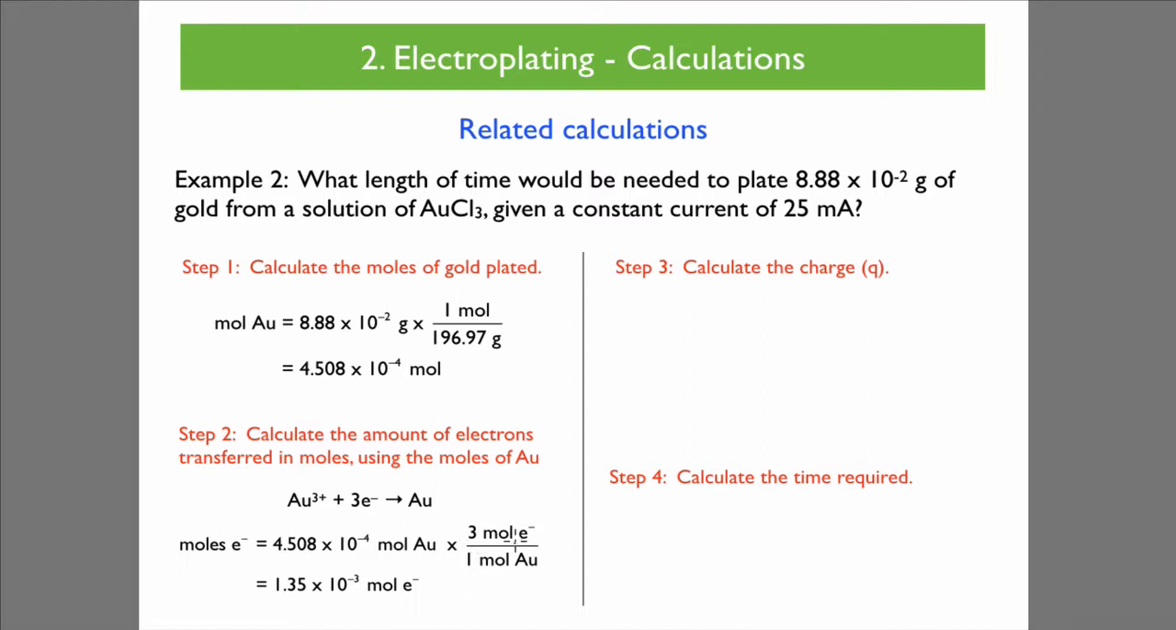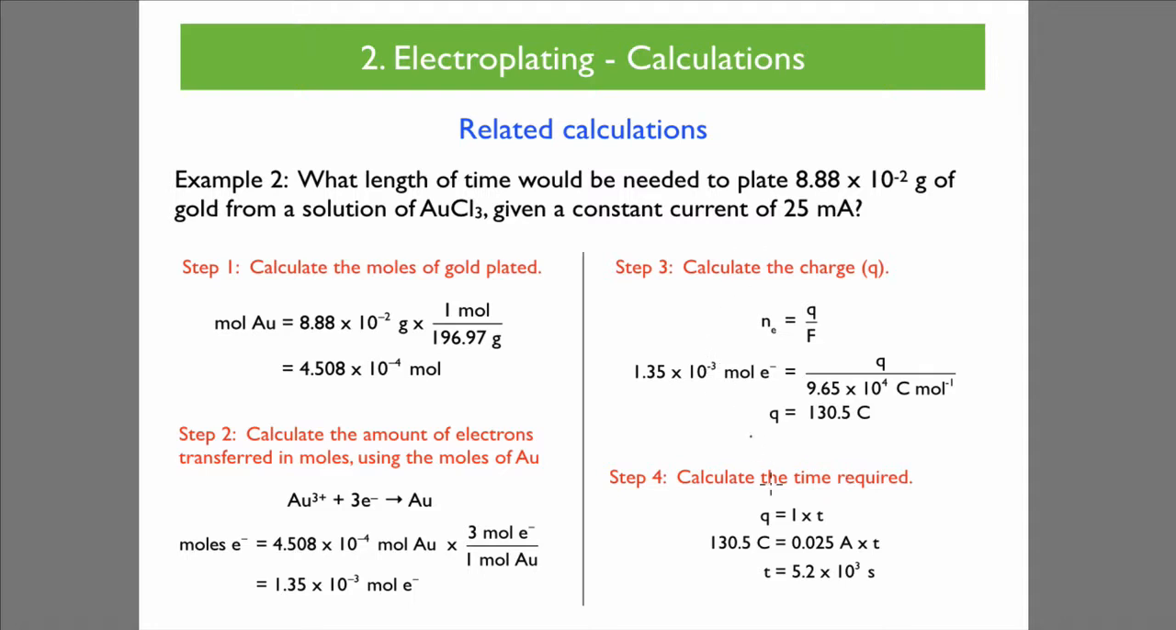Next, we can calculate the charge because we have our formula here. Plug in the number of moles of electrons which we have, plug in Faraday's constant, rearrange it and calculate charge. And next, to calculate the time required, we can use the other formula and plug in the charge which we calculated. We have 25 milliamps up here, which we convert to amps, and rearrange the formula to calculate time in seconds.